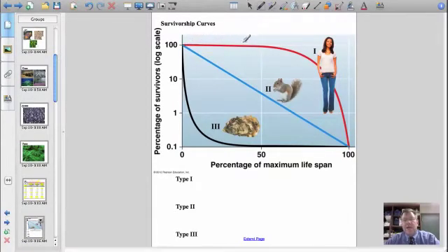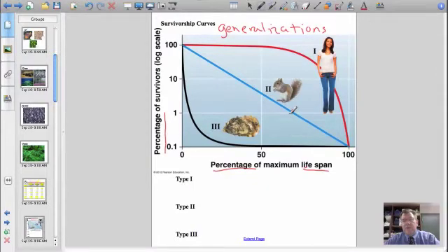And so here are basically 3 rough generalizations for survivorship curves. And what we will see is that organisms generally fall into one of 3 categories, or really somewhere in between perhaps. And what you're looking at is percentage of survivors, and down here on the x-axis we're looking at percentage of lifespan, okay, maximum lifespan.